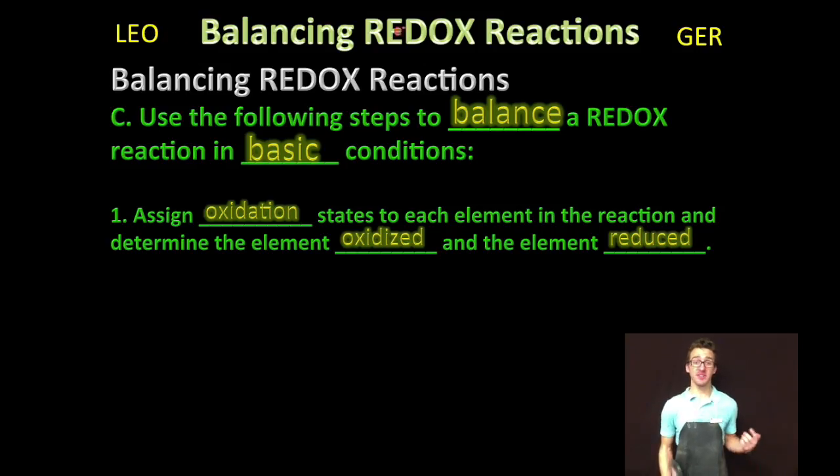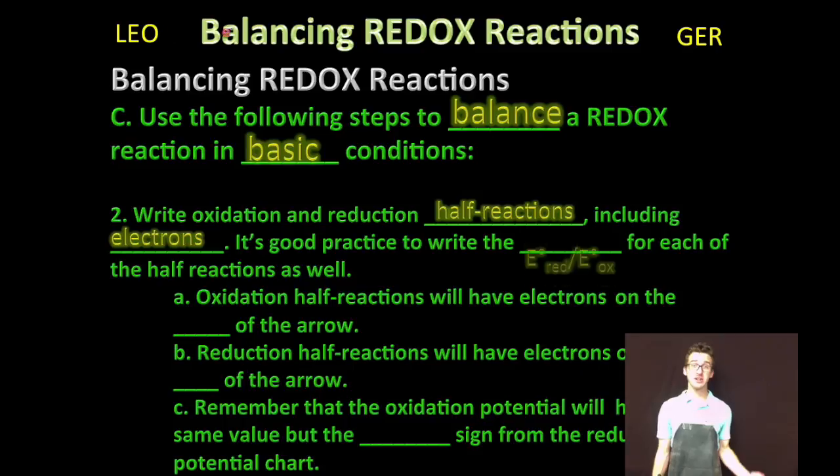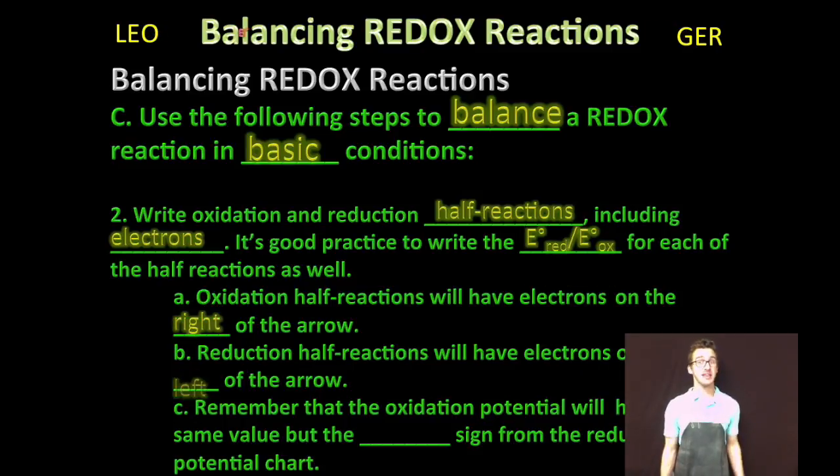Once again, we're going to assign oxidation states to each element in the reaction. Determine what's being oxidized, what's being reduced. -1, -2, +7, 0, -2, +4. Again, write oxidation and reduction half reactions, including electrons. Don't forget the reduction and oxidation potentials.